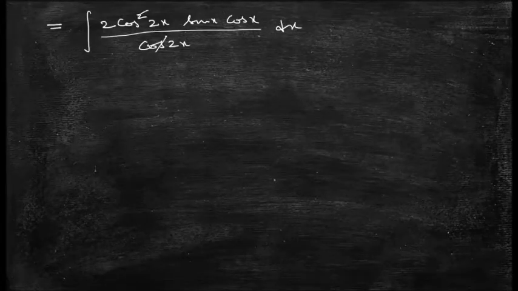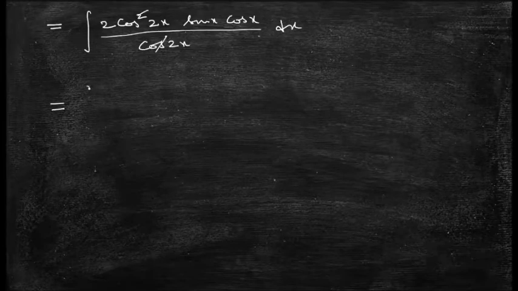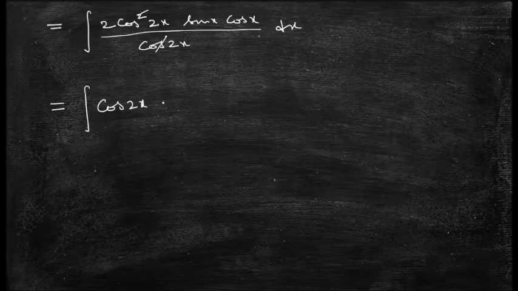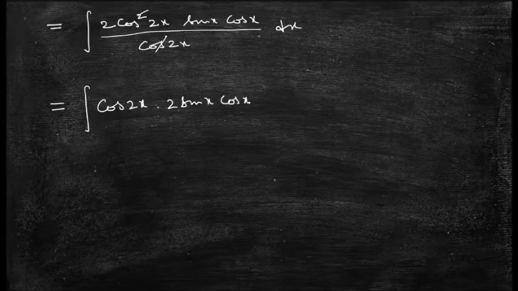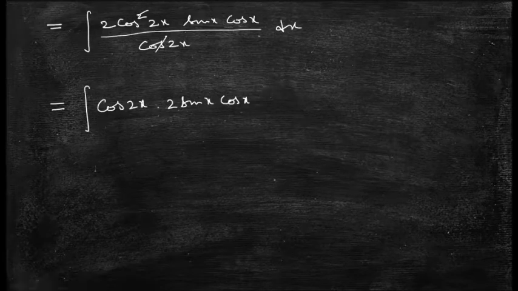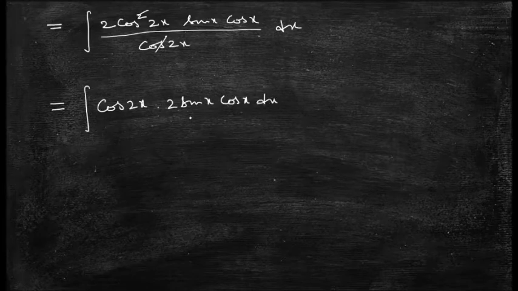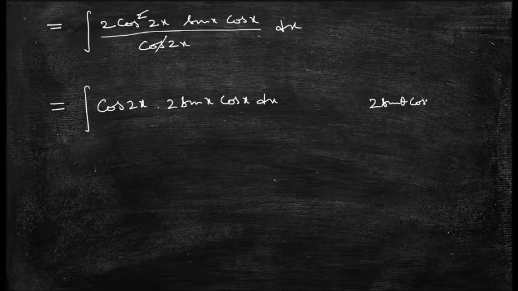Cos 2x gets cancelled, so you are left with cos 2x into 2 sin x cos x. I have just shifted the 2 to this side, that's all. Now, if you look at this, 2 sin theta cos theta is equal to sin 2 theta.